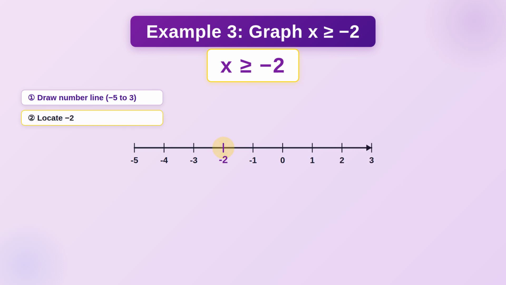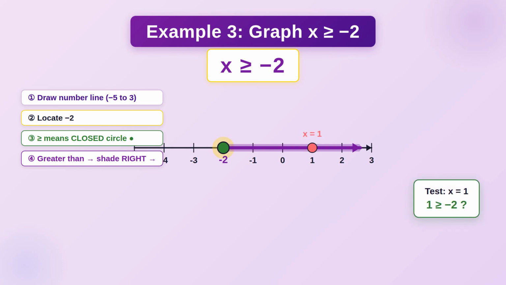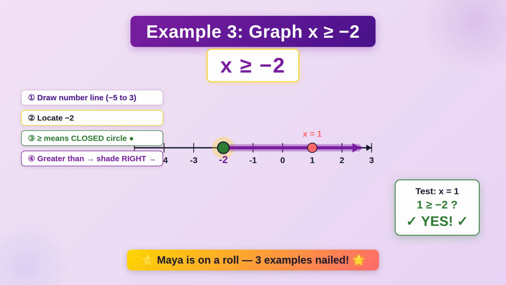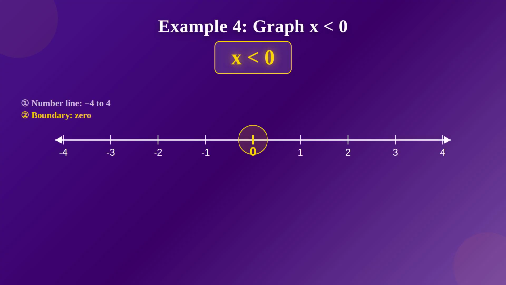Nice. x is greater than or equal to -2. Step 1, draw a number line from -5 to +3. Step 2, locate -2. The symbol has the equal sign underneath, so we draw a closed filled circle at -2. That number counts. Step 3, greater than means bigger numbers, to the right. Shade right. Step 4, let's test +1. Is 1 greater than or equal to -2? Absolutely yes. 1 is bigger than -2. Graph checks out. Maya is on a roll. 3 examples down, and she's nailing every single one.